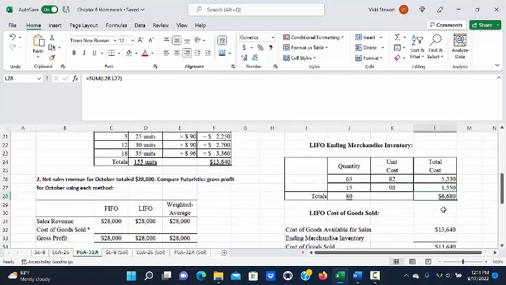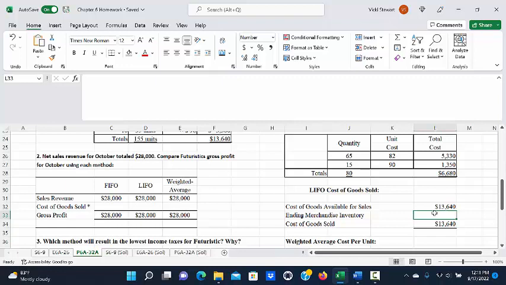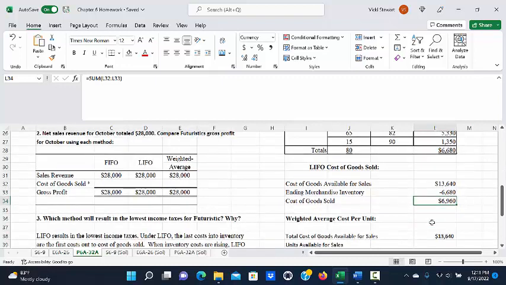So the spreadsheet has calculated the total cost for each of those purchases, and then the ending amount for LIFO merchandise inventory is $6,680, which we subtract from our cost of goods available for sale to get cost of goods sold for LIFO of $6,960.